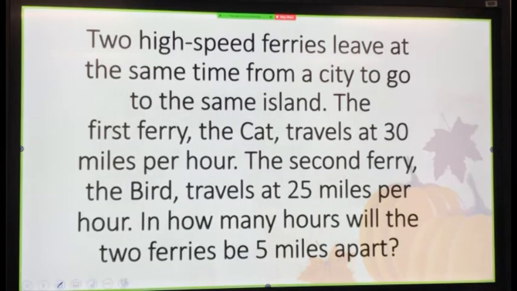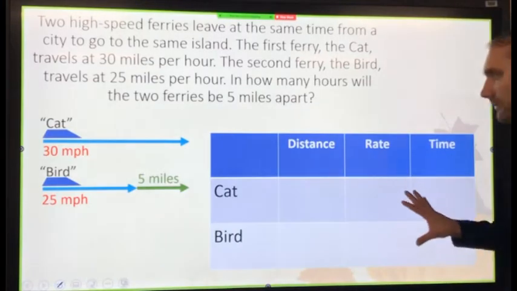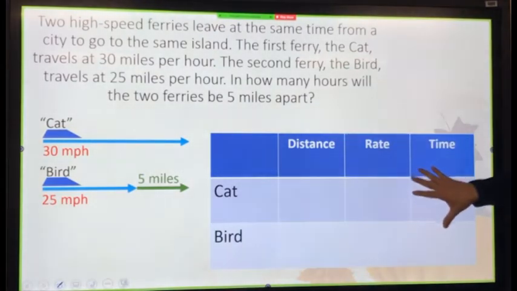Two high-speed ferries leave at the same time from a city to go to the same island. The first ferry, the Cat, travels at 30 miles per hour. The second ferry, the Bird, travels at 25 miles per hour. In how many hours will the two ferries be 5 miles apart? The only way to solve this is to do a table. Now for me, it helps drawing pictures in order to put values in the table.